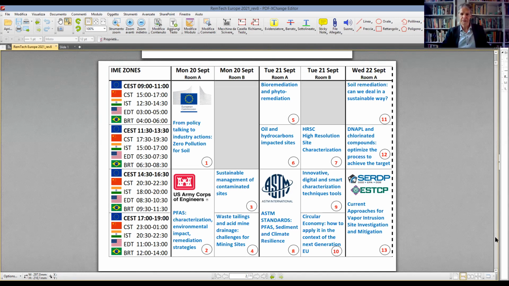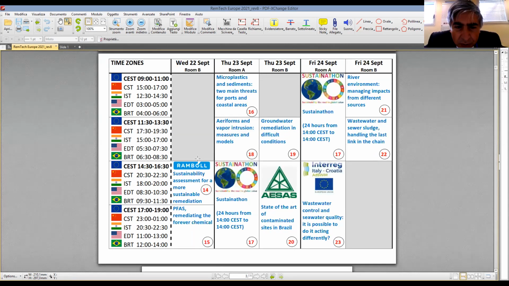Exactly. Okay. Then if you like to switch into sustainability, as you can see from the first column, there is the webinar from Rumble on sustainability assessment for a more sustainable remediation, targeting soil and sediments. And then the most crowded event, I'm sorry that it's too late for Ravi for joining, on PFAS, remediating the forever chemical.